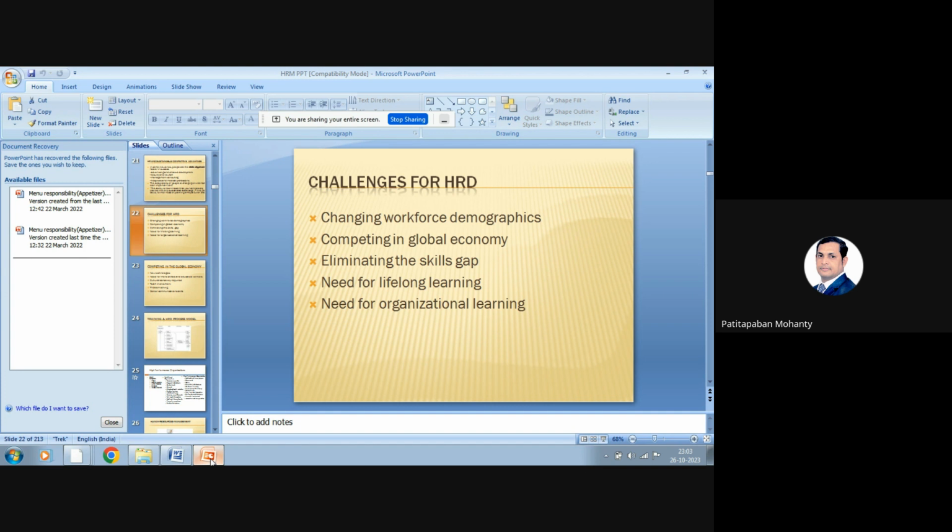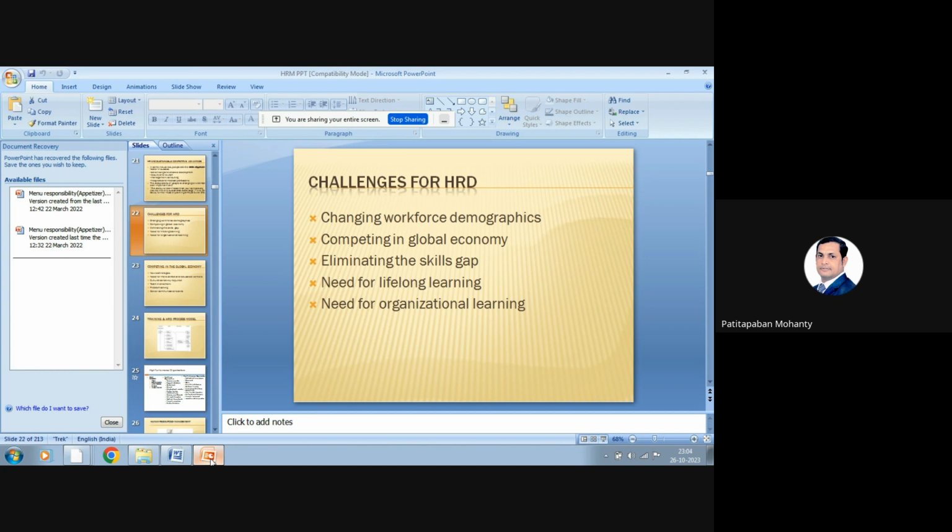So human resource development or the human resource process needs to be very, very competitive by nature. Otherwise, it will go back to the traditional way, when there was no technology, and again you will create a loss to your organization. So to keep abreast of this cutthroat competition, you need to compete in a global economic structure.